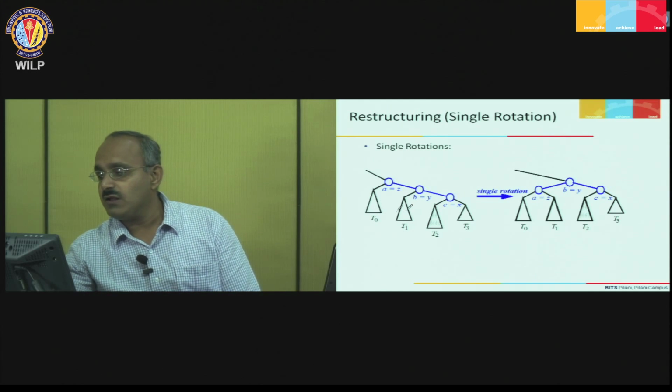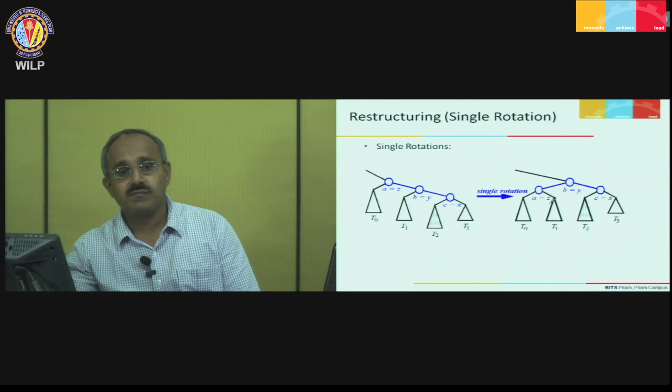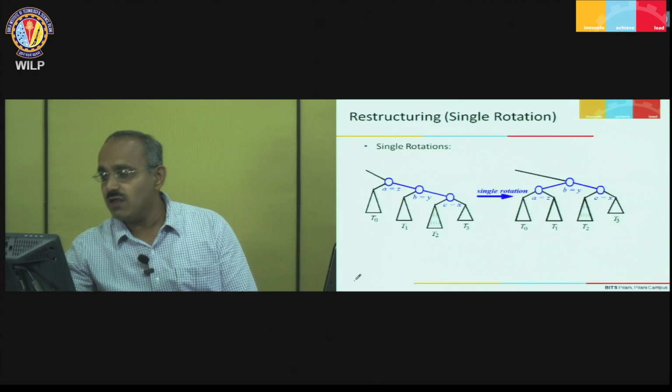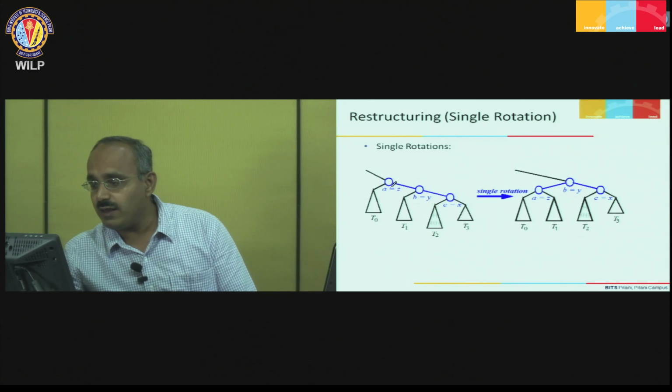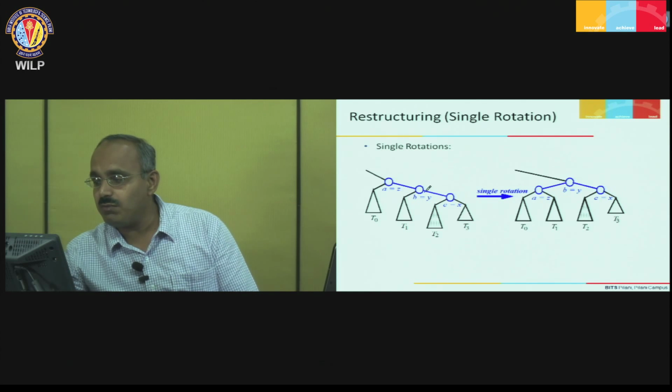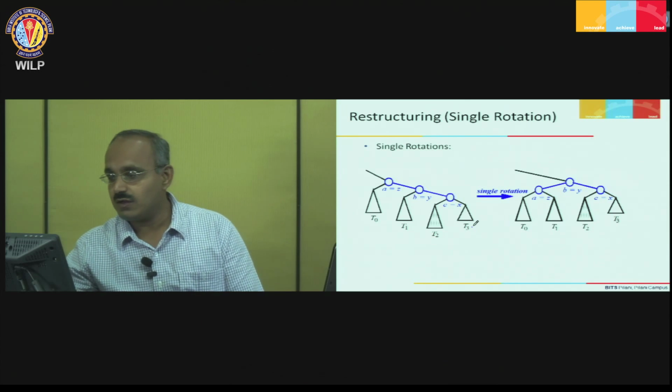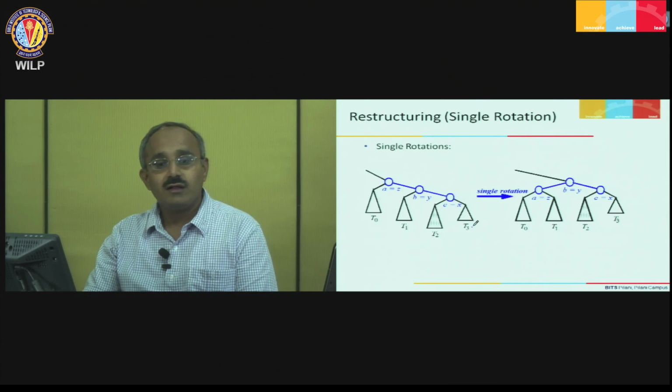Remember, the in-order traversals here are maintained. That is, if I look at the in-order traversals, correct, you will have T0, then A, then T1, then B, then T2, then C and T3. Correct. So, let us try to look at the in-order traversal.